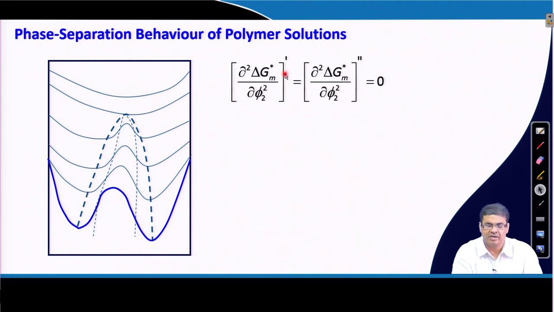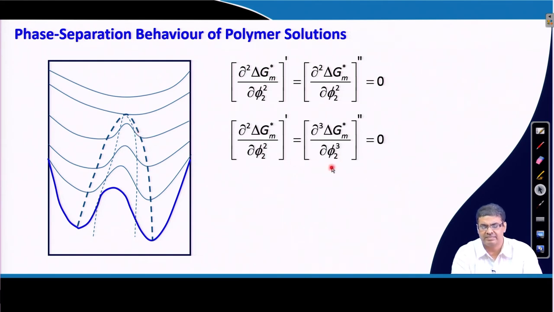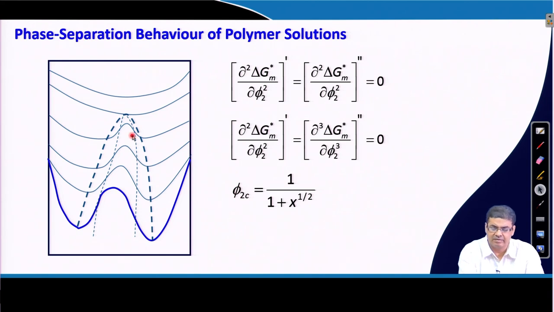Now, for these inflection points we can write this expression, and for the critical points, because the spinodal curve is turning around at this point, we can write this expression. From the expression of delta G m star that we have written a few slides back, we can get this expression, where this is the critical concentration or critical volume fraction, which basically corresponds to this. So this is phi 2. So this is the critical concentration, and it is given by this expression.